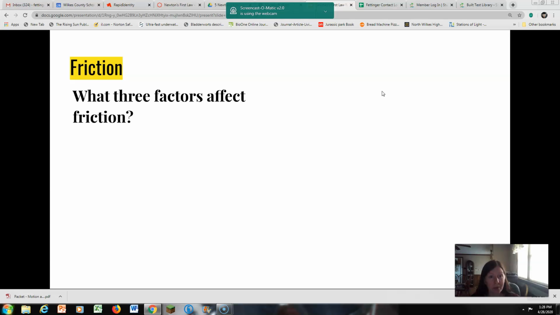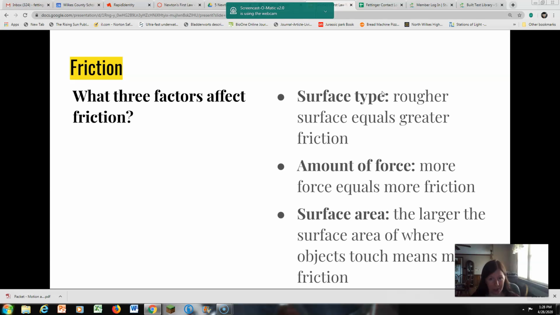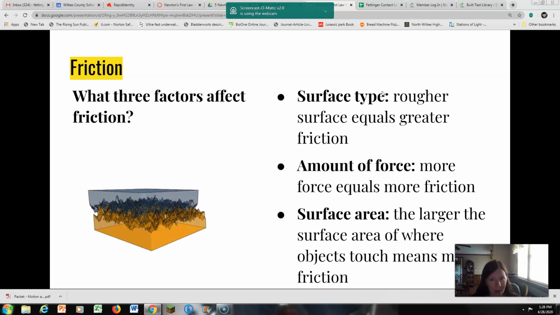There are also three factors that affect friction. The first one is surface type. If you've ever played with Hot Wheels cars and you make a little ramp out of the track, you know that the cars will go down pretty quickly. Now, if you were to line the track with sandpaper, the cars are not going to move as easily, and that's because you've got greater friction.